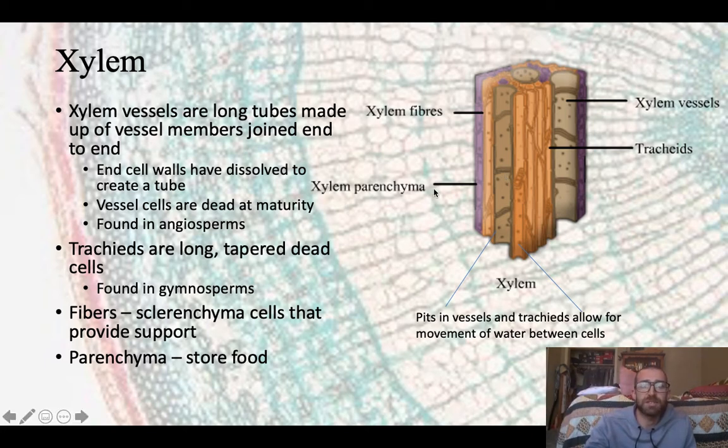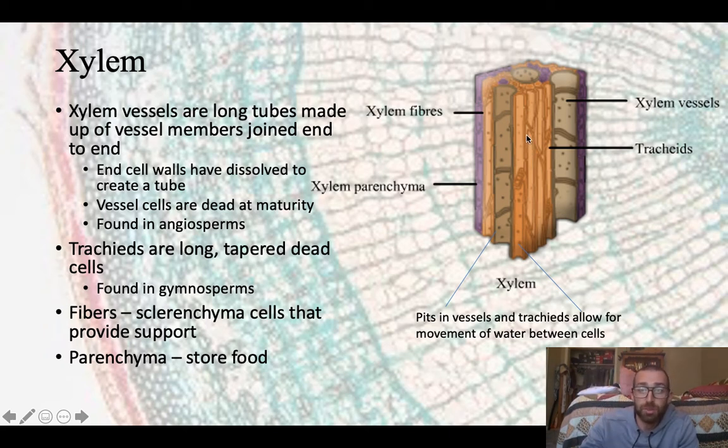The vessel cells are dead at maturity, right? And xylem vessels are only found in our angiosperms. You won't find these in our gymnosperms, right? So these xylem vessels create this long tube that's going to help transport water.